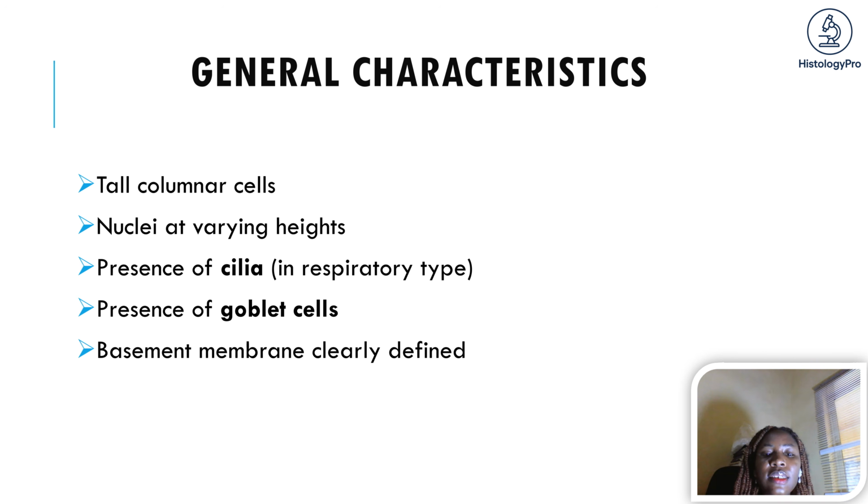Now let's look at the general features of this epithelium. This epithelium is made up of tall columnar cells with nuclei at varying heights or levels. There's a presence of cilia on the apical surface, especially in the respiratory type, and the presence of goblet cells which secrete mucus. And the basement membrane in this epithelium is clearly defined, which supports the epithelial layer.